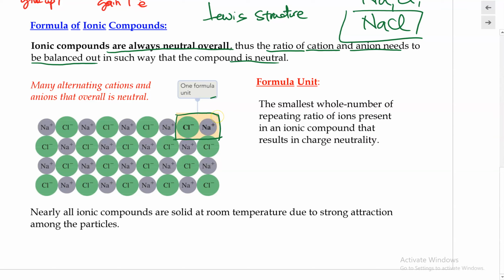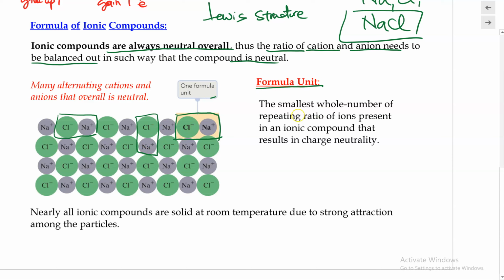So overall it would be neutral. So in this case, it does not matter how we take a look at it. We can see this in one way how it can be repeated, and this is another way how it can be repeated. But then the repetition that creates a neutral collection of ions would be 1 sodium for every 1 chlorine, and that is known as the formula unit.